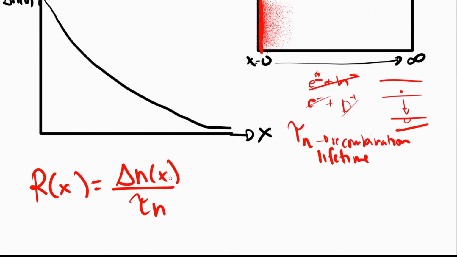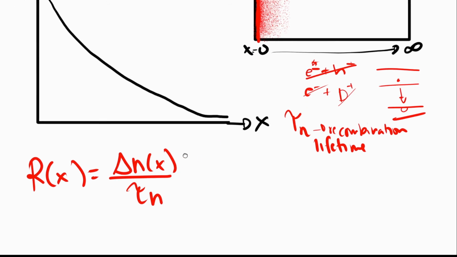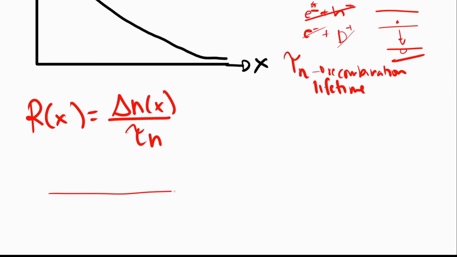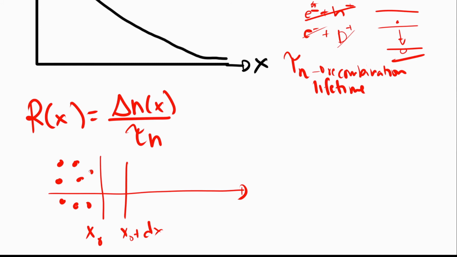Now let's consider the infinitesimal region of space between x. Let's say we have this one and this one. This is x naught, and this is x naught plus dx. So we have more electrons here and fewer electrons here. So let's consider this region here, this dx region.